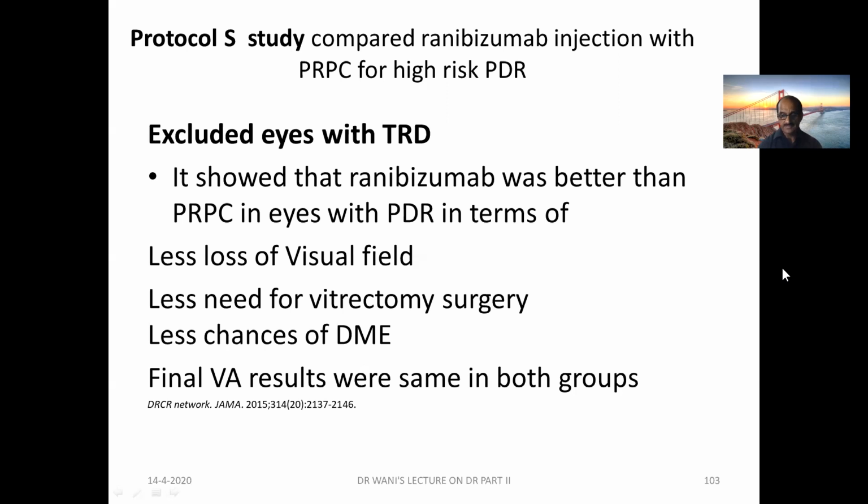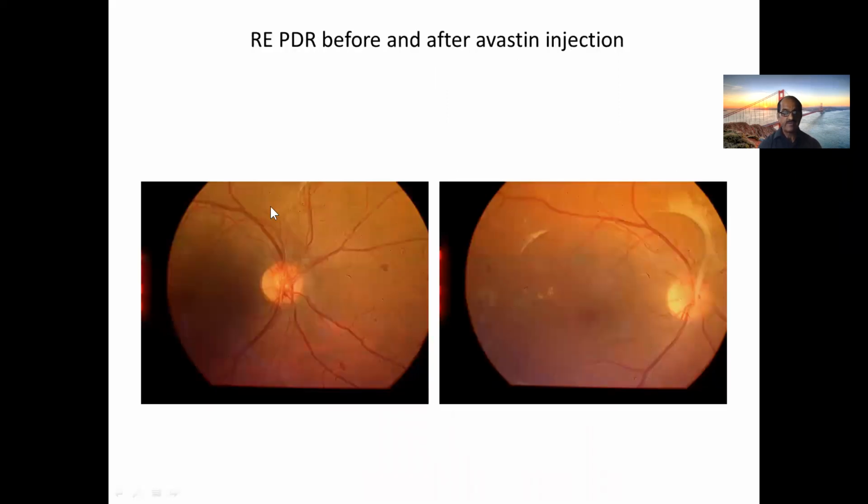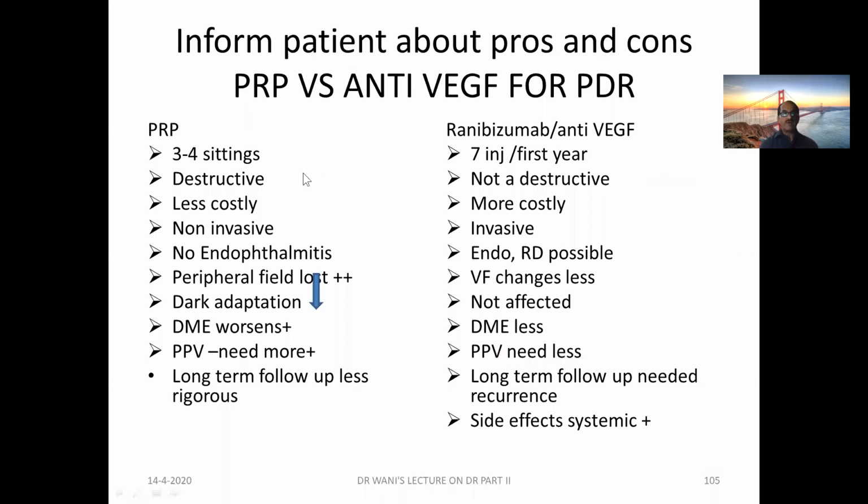The problem is, this is one case we had given, you can see this NV, and you give Avastin, see how it regresses within 15 days, actually it becomes fibrosed. Now, what are the advantages? There's a good debate actually for the PG students. You can have one mock debate on Zoom. So what are the advantages and disadvantages?